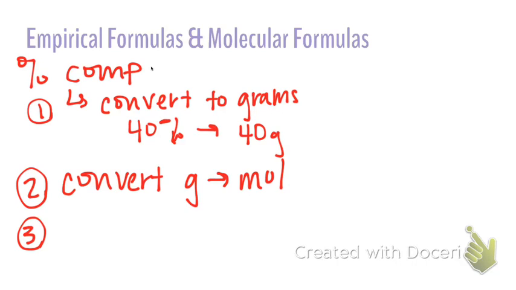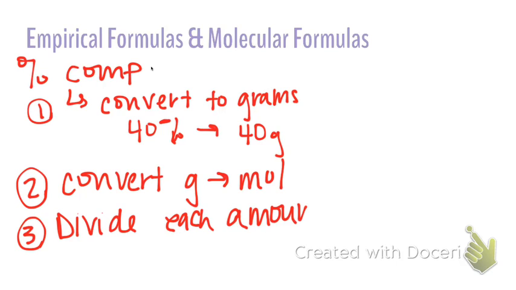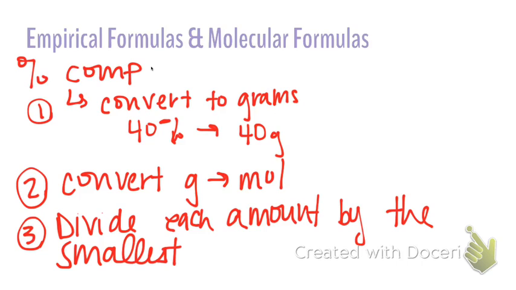Okay, step 3 of finding an empirical formula. Does anyone remember what the next one is? Divide each amount by the smallest number of moles. Okay, that step sounds a little bit unclear, but it will make sense when we start seeing an example.